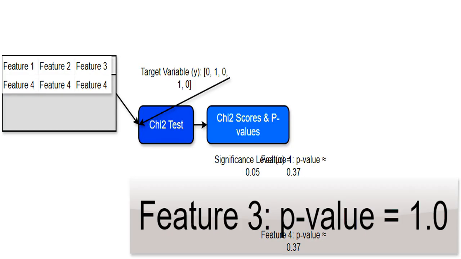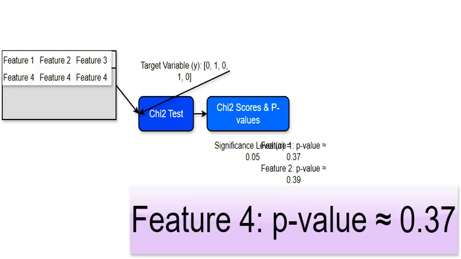A p-value of 1.0 is the highest possible value. This definitively tells me there is absolutely no association between feature 3 and my target variable. Just like features 1 and 2, feature 4's p-value is greater than 0.05. Hence, I conclude there's no significant relationship between feature 4 and the target variable.